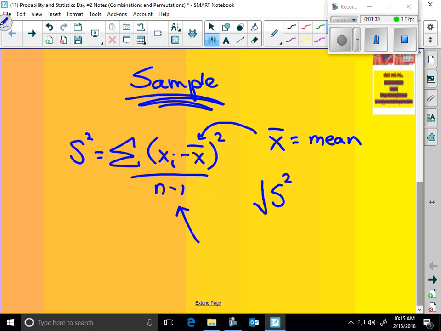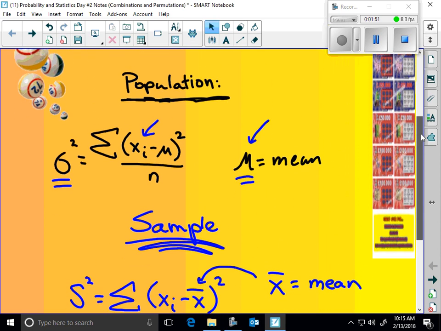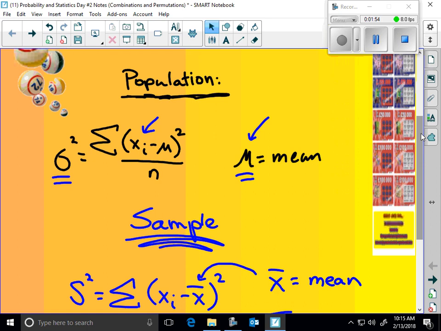The square root of that we would call our what? Standard deviation, right? So the standard deviation of a sample would be capital S. You might see that on your 1-var stats. You see a sigma and you see a capital S. That's the difference between population variance, population standard deviation and sample standard deviation. Okay, that should be a little bit of an overview from yesterday.